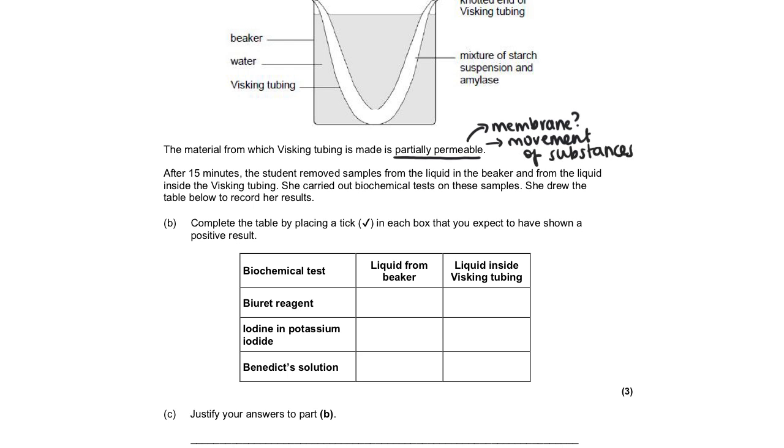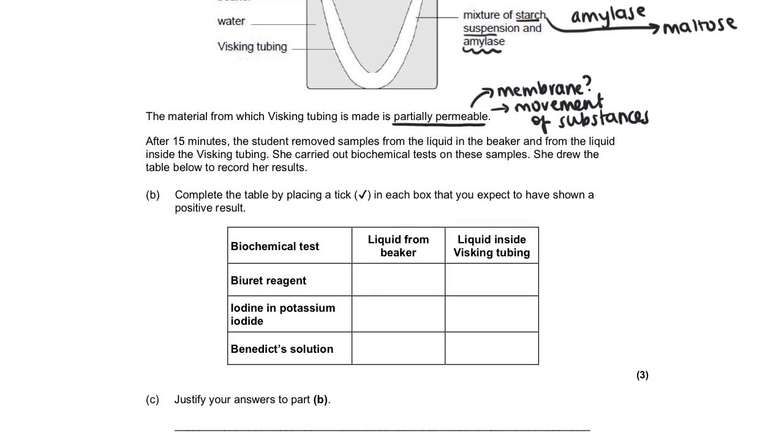And in my Visking tubing, I've got a mixture of starch suspension, so a solution of starch, and amylase. And we should know that amylase is responsible for breaking down starch into maltose, not into glucose. Okay, it turns it into those disaccharides. After 15 minutes, the student removes samples from the liquid in the beaker and from the liquid inside the Visking tubing. So she's taken 2 samples out and she carried out biochemical tests on these samples. She drew the table below to record her results.